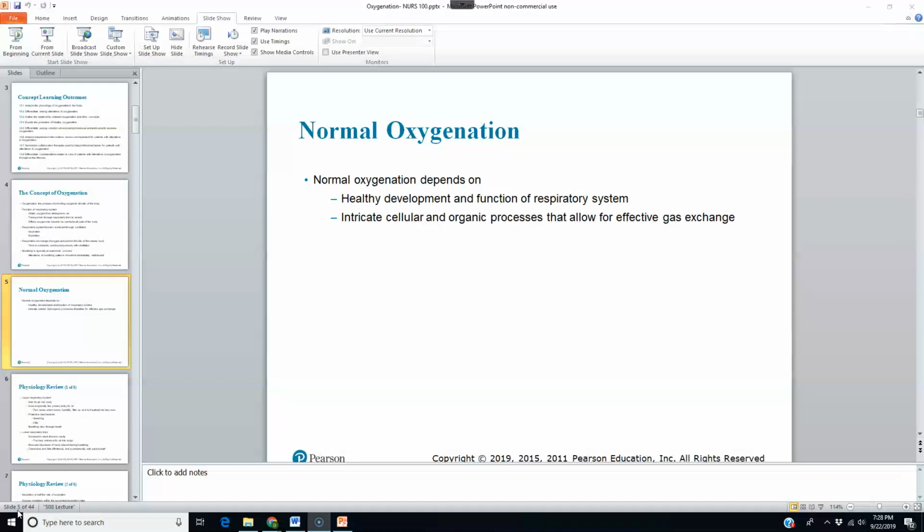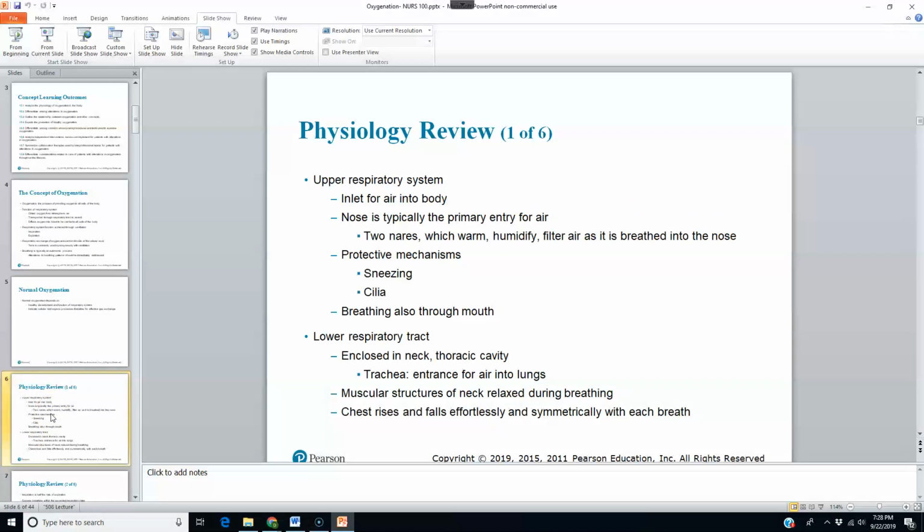And from there, we're going to look at some of the specific structures in the respiratory system and review their particular function and job in helping your patients properly oxygenate. We can divide the respiratory system into the upper respiratory system and the lower respiratory tract. And in the upper respiratory system, there is an inlet for air into the body, and that happens primarily through the nose. And it is typically that primary organ that allows entry for air.